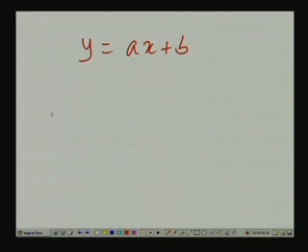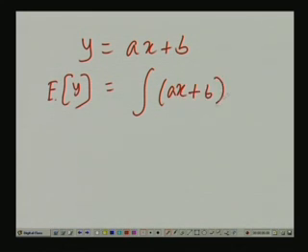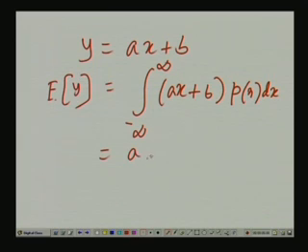Another thing you see, if y is given as, say, a x plus b, what is E of y? This will be nothing but... First, a will go out, you will get a times integral x p x dx, which is nothing but the expected value of x, and for the second term, b will go out, integral p x dx, which is equal to 1. So you get b. So, the expected value of a x plus b is nothing but a times the expected value of x plus b. This also is a very useful result, though it may appear to be a simple one.